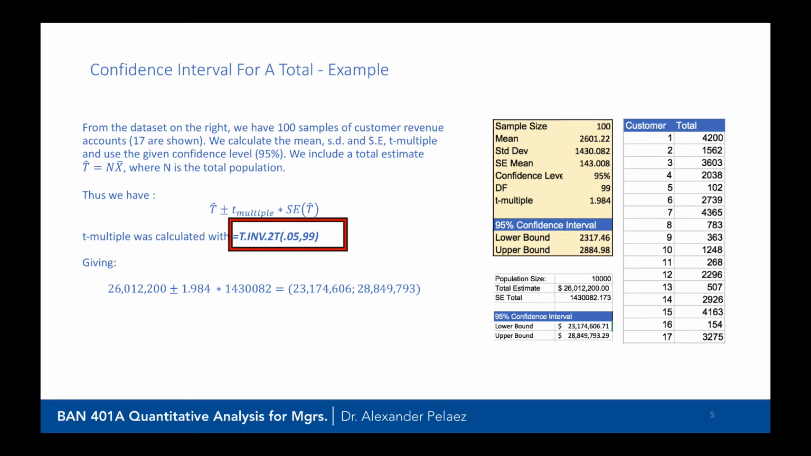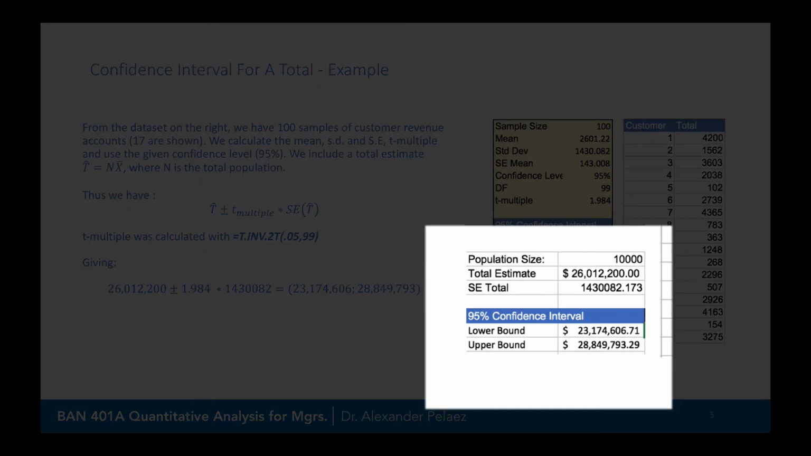Again, our T multiple was calculated using the T.inv.2t function for the two tails. We use 0.05 because it's a 95% confidence interval, so we do 1 minus 95%, giving us 0.05. We have 100 samples of customer revenue accounts, so we take 1 minus that and get 99. In order to calculate it, at the bottom we have another set of boxes which says our total population size is going to be 10,000. So our total estimate is going to be our mean, which was 2601, times the 10,000, giving us 26 million.